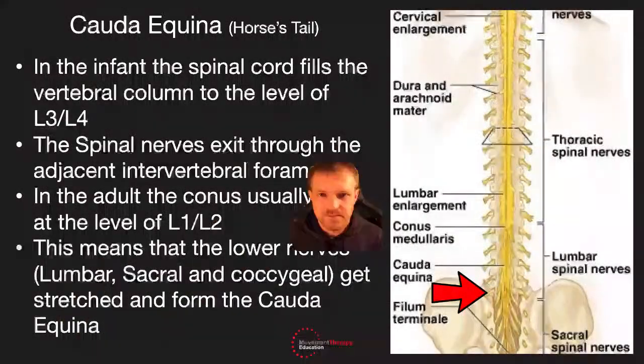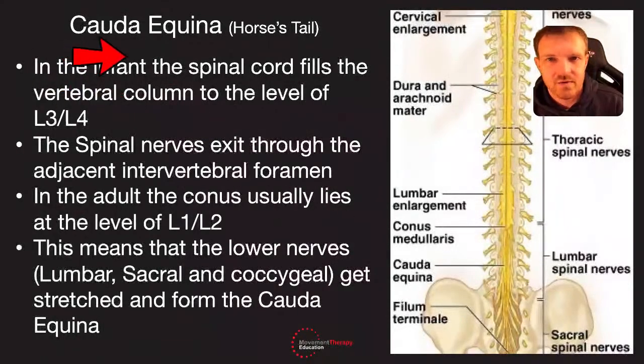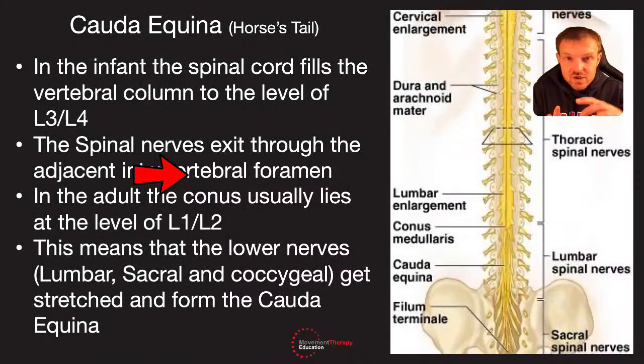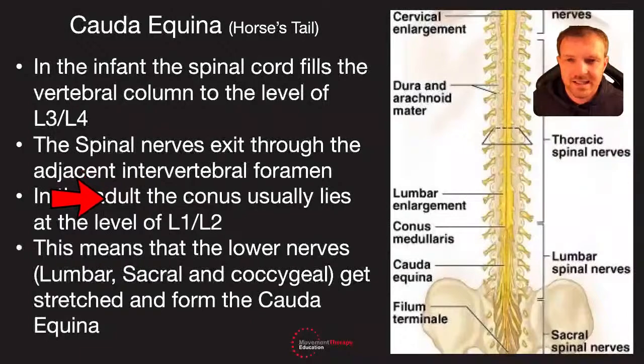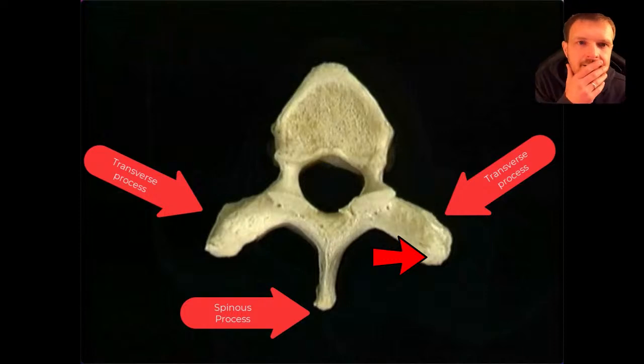Cool. So this is really important, the cauda equina. You may have heard of something called cauda equina syndrome, and we'll have a look at this in a second. In the infant, the cord fills L3, L4, and then the spinal nerves exit through the adjacent intervertebral foramen, but it gets stretched as you develop. And then in the adult, the conus usually lies at the level of L1, L2. That's what we were talking about before. So there's the conus just there. This means that the lower nerves, the lumbar, sacral, and coccygeal nerves, get stretched and they form the cauda equina. Cauda equina is basically horse's tail. So let's have a look at that.